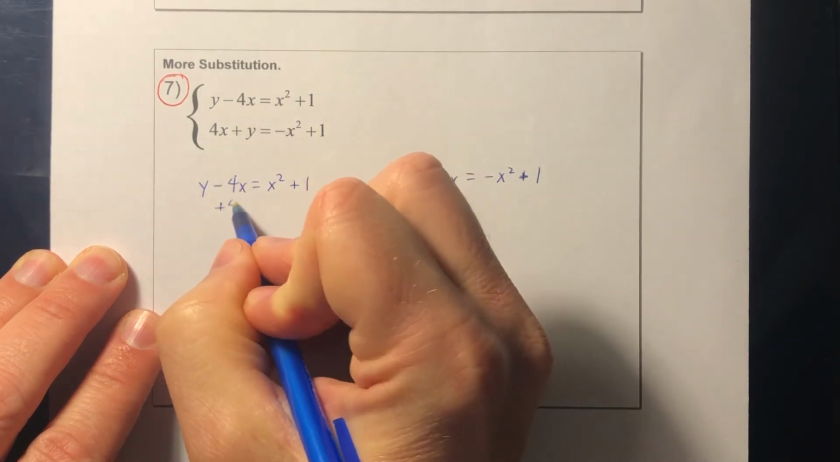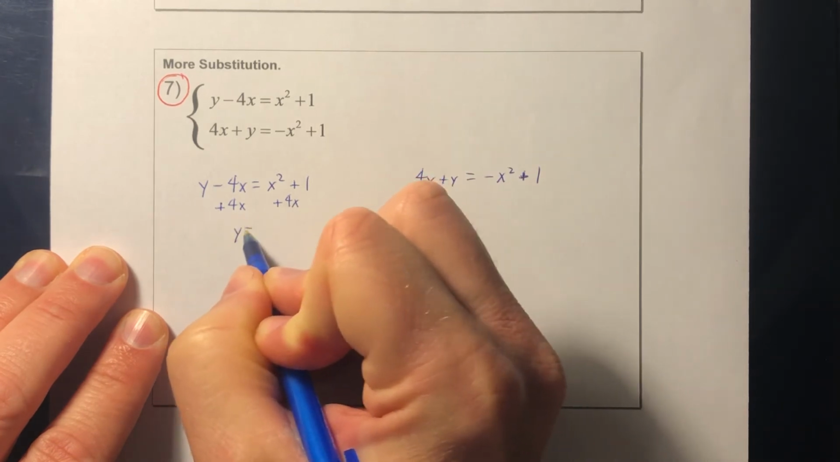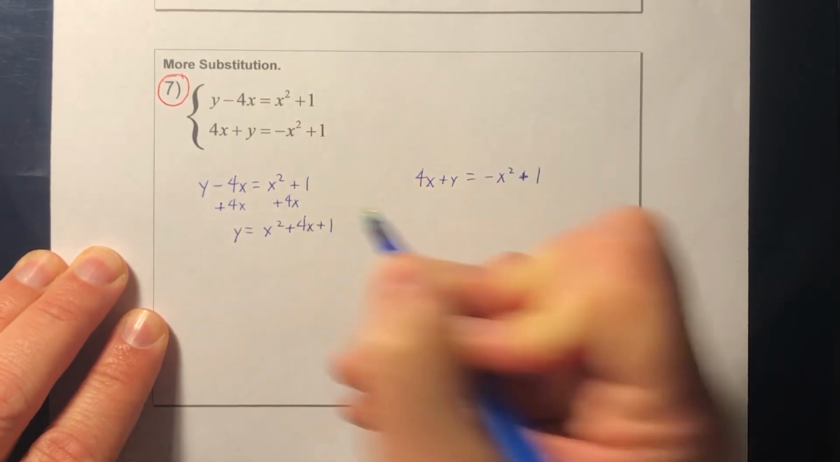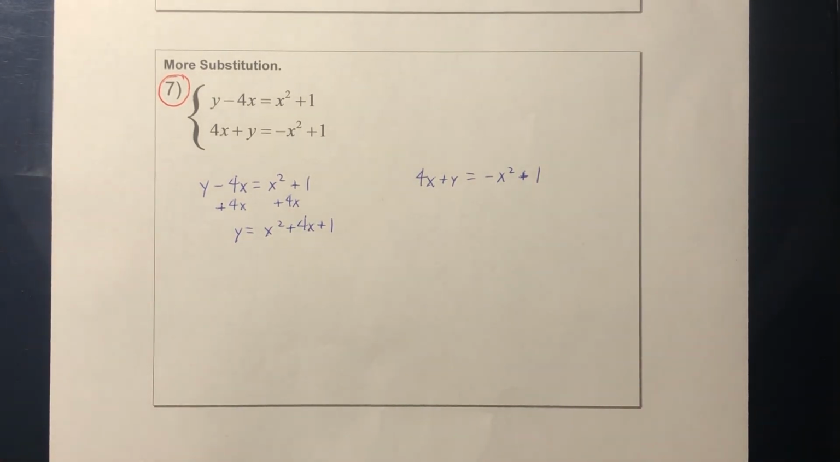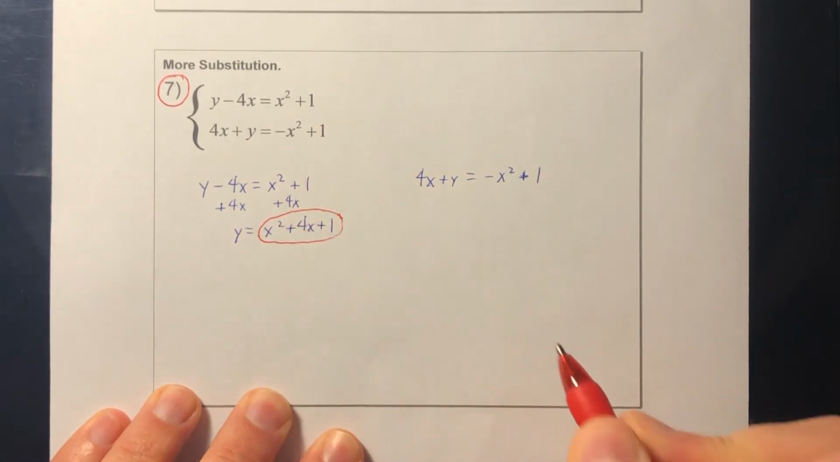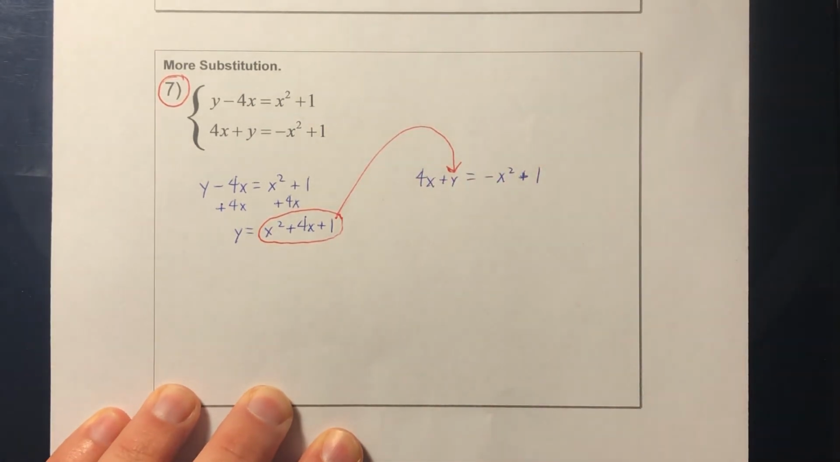So I'm going to get the y by itself, so I'm going to add 4x to both sides. I'm going to put it in descending order. So there we have it. So y is equal to x squared plus 4x plus 1. All right, so now what I'm going to do is take this value, because that's what y is equal to, and plug it in over here. Hence the name substitution.